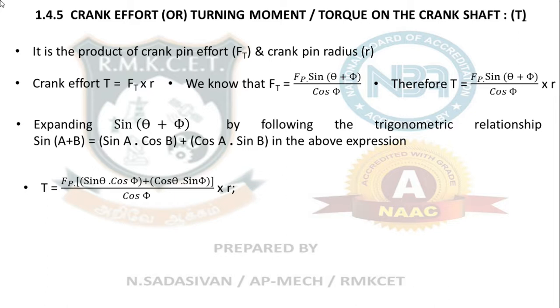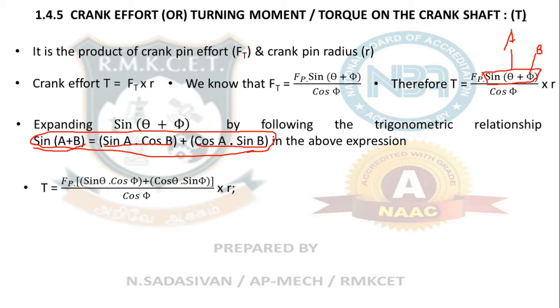So Fp into sin a cos b plus cos a sin b. So what is your a? This is my a, this is my b. When I look at this formula, sin(theta plus phi) equal to sin theta cos phi plus cos theta sin phi. So entirely multiplied by Fp, sin theta cos phi plus cos theta sin phi, by expanding using this formula. Okay, so divided by cos phi into r. The other things remain same. I have just expanded this. All the other components of the equation remain same. Fp is in the front, r is in the back, cos phi is in the denominator.